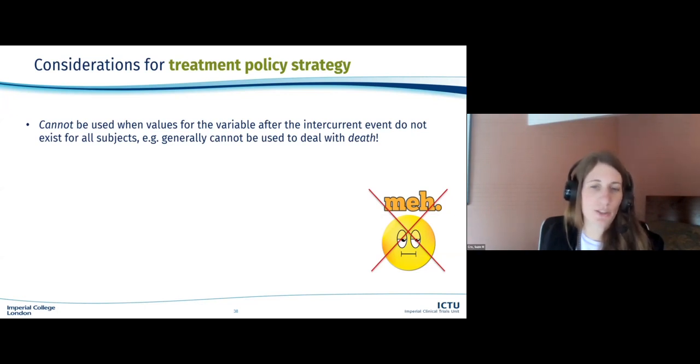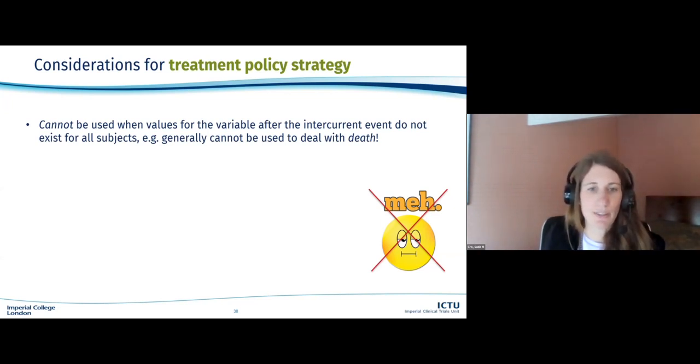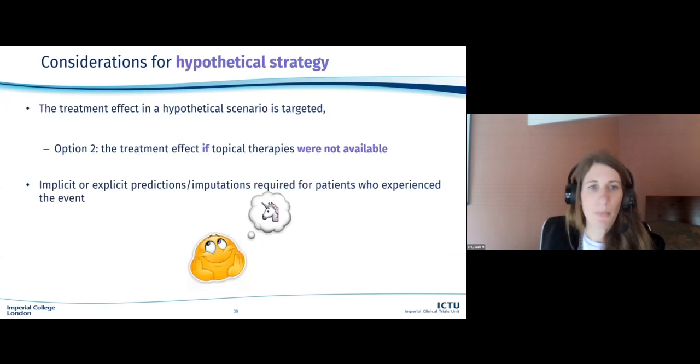As for example, in a trial where you're measuring quality of life, you can't say you're going to use patient values of quality of life regardless of whether they died or not, as it's impossible to measure quality of life after death. So you'd need to use one of the other 4 strategies that do something differently about the intercurrent event's occurrence. So the second option is the hypothetical strategy.